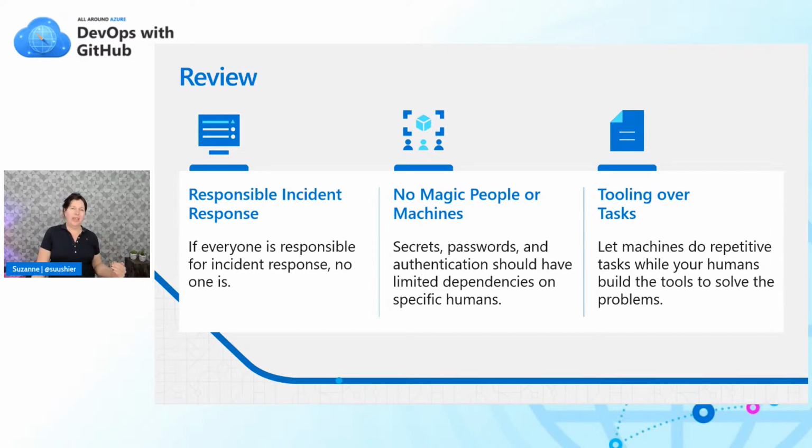And the next thing is we discussed we can't rely on magic people. Remember that engineer that moved on? You do not want to rely on that person being there or that account being there. We also covered that we need to put our secrets and our passwords in a place where it's centrally managed. Or we need to rely on service principals or service accounts.